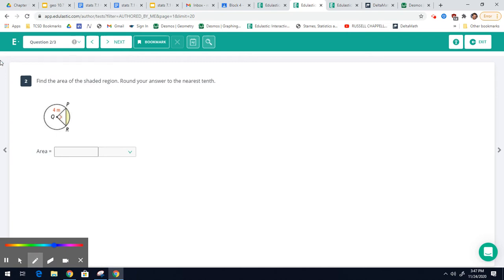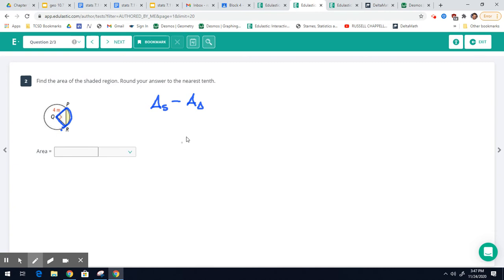Okay, number 2, it says find the area of the shaded region. Round your answer to the nearest tenth. So what do we have here? Notice that they have this triangle drawn in this circle, and they want this yellow region right here. So what is our game plan? What if we find the area of this sector, PQR, and then subtract the area of triangle PQR? So let's find the area of the sector and subtract the area of the triangle. Sound good? All right, let's do it.